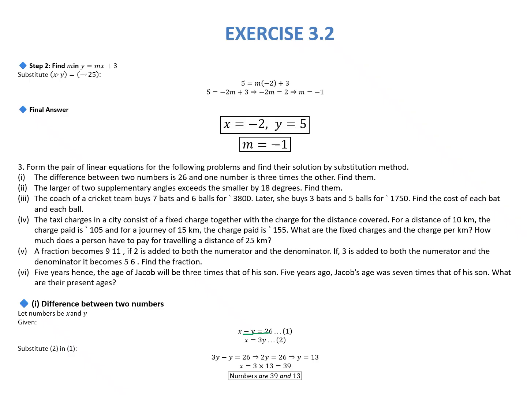And second, we are given that one number is 3 times the other, which means that x is equal to 3y. This is also given to us. So when we substitute that value in the first equation, 3y minus y is equal to 26, we have 2y is equal to 26 and y is equal to 13, and x is equal to 3 into 13, x is equal to 39. So the numbers are 39 and 13. We'll move to the next slide to see the solution for the rest of the questions.